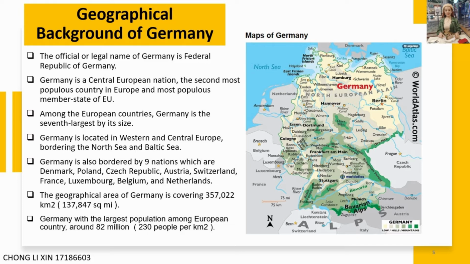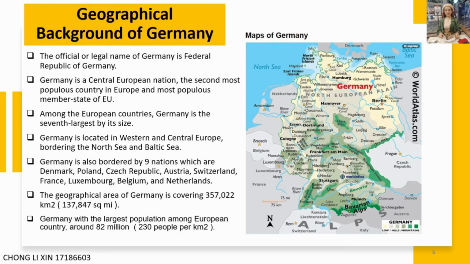Now refer to the map on the right-hand side. We can see that Germany is located in Western and Central Europe and bordering the North Sea and the Baltic Sea. Germany is also bordered by 9 nations, which are Denmark, Poland, Czech Republic, Austria, Switzerland, France, Luxembourg, Belgium, and Netherlands. The geographical area of Germany is covering 357,022 km².